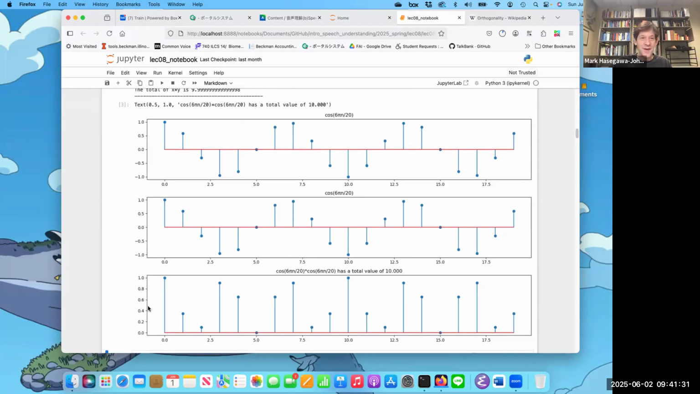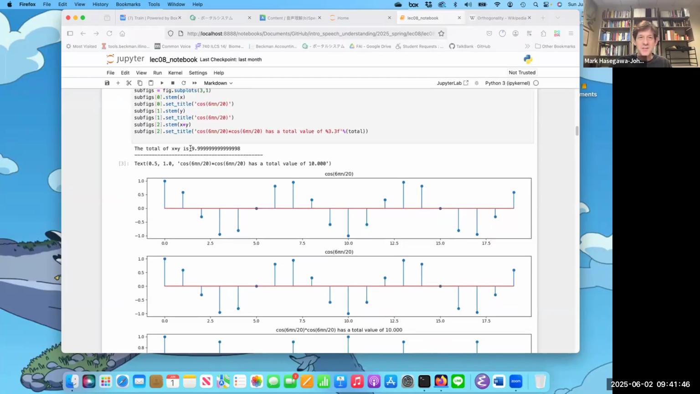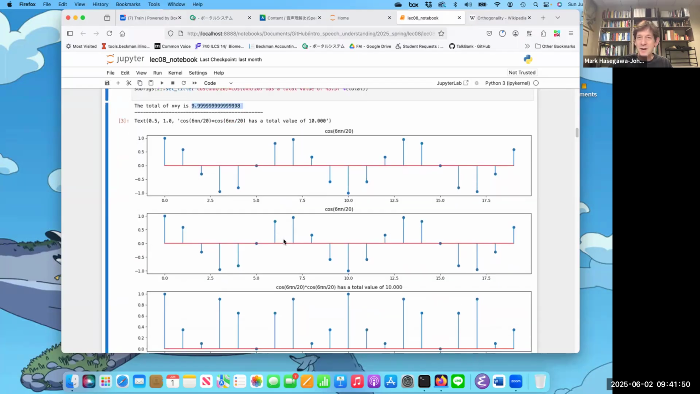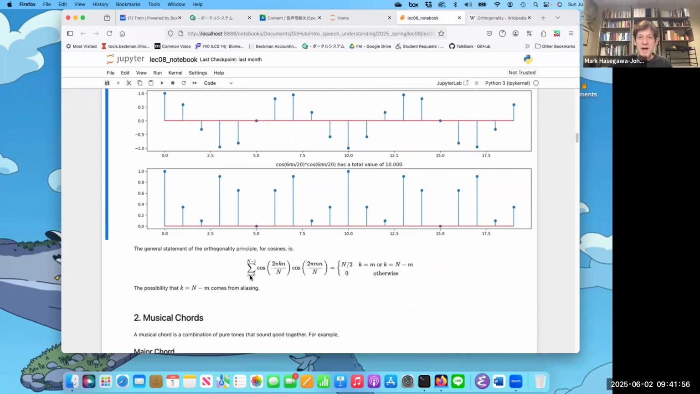The average value here is exactly 1/2, which means that when I add up all of these samples, the total is, well, let's see, there are 20 samples total, 0 up through sample number 19. And so the total is 1/2 of 20, which is 10. So when I add up all of those samples, I get the number of samples, which is 20, multiplied by 1/2. And so we have this sort of magic principle of orthogonality.